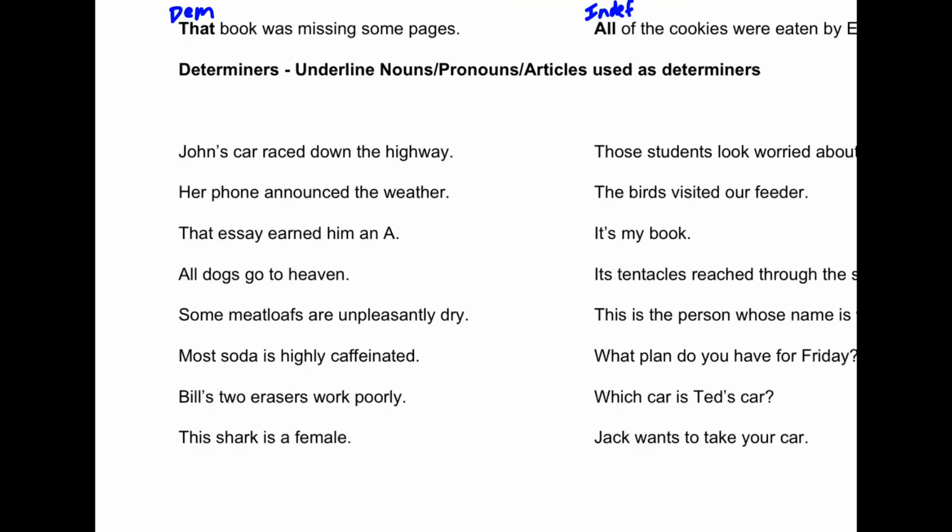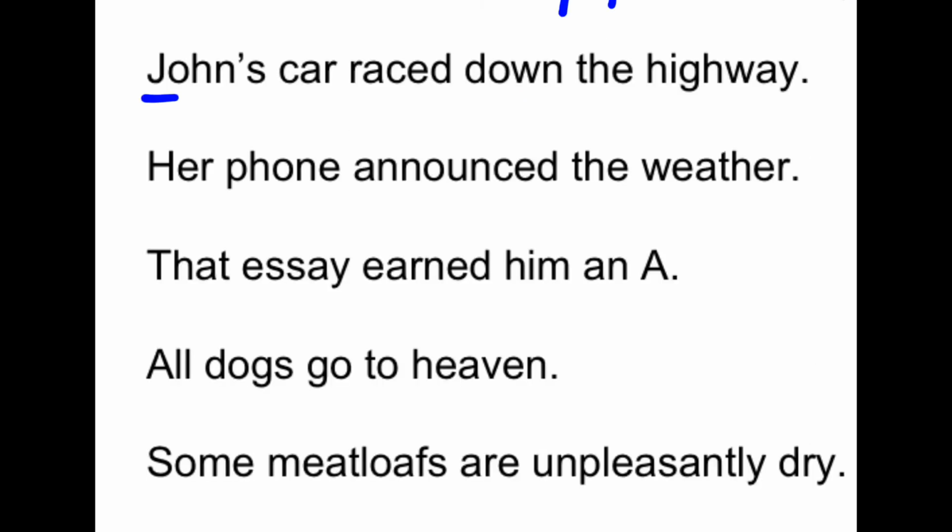This last section is a little bit different. We're going to underline nouns, pronouns, and articles used as determiners. So remember that articles are the words a, an, or the. So John's car and the highway specify which car and which highway you're talking about, in the same way that her phone does, or the weather. And that essay and an a are all dogs.